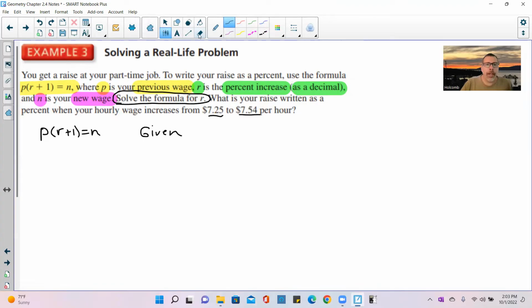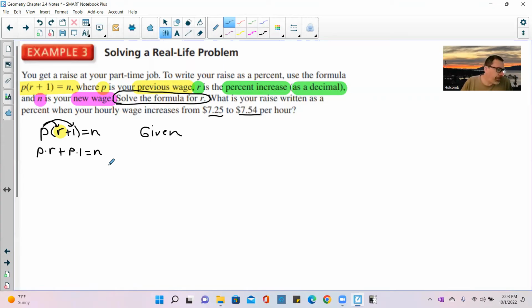So I want to get R by itself. Let's just highlight it rather than color coding it all. Highlight it. And so I want to get that by itself. Well, how do I get that by itself? You move everything away from it. So this is an example for the distributive property. So that's the first thing we're going to do. We're going to distribute. So we're going to get P times R plus P times 1 equals N.